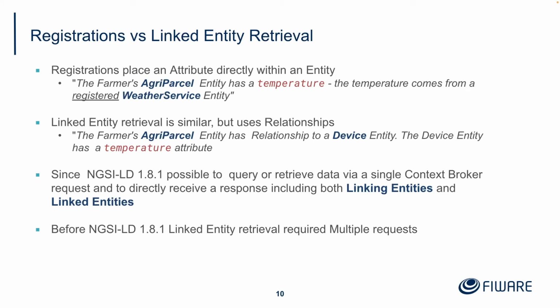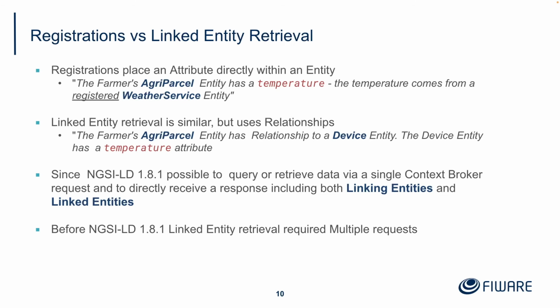Registrations place an attribute directly within the entity. So if you have a registration on the temperature attribute saying it's coming from another registered location, a different context broker, when you retrieve, in this case, the agri parcel, it will get a temperature. Whereas linked entity doesn't do this directly on properties, it uses relationships. So the difference here is that instead of saying the piece of land has a temperature, you'd say the piece of land has a device, and that device has got a temperature.